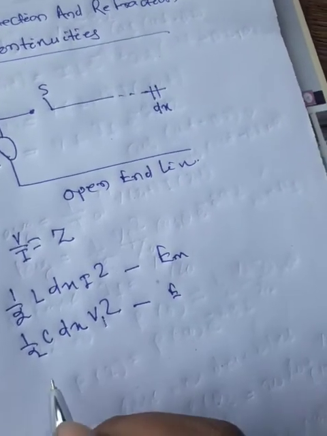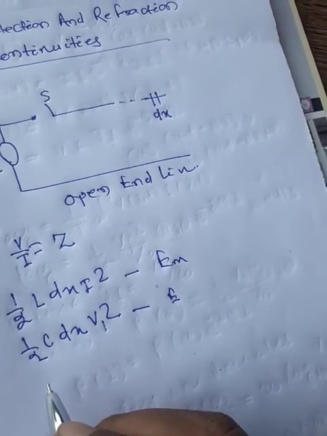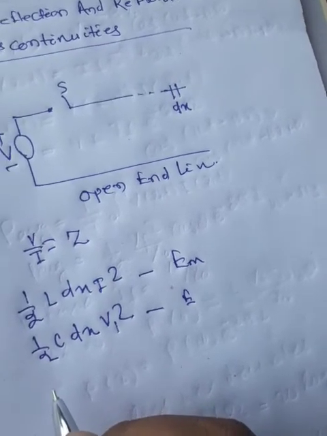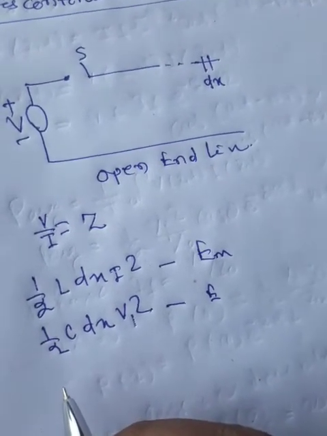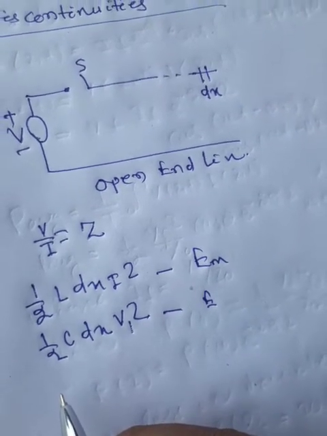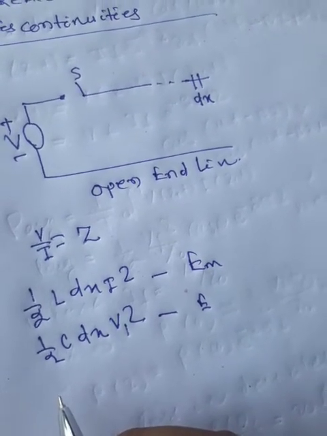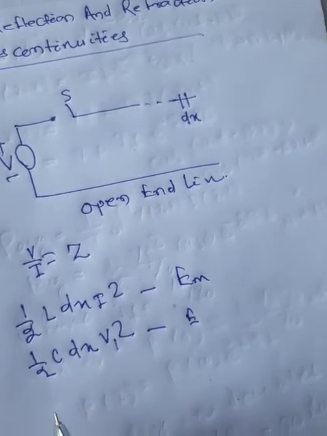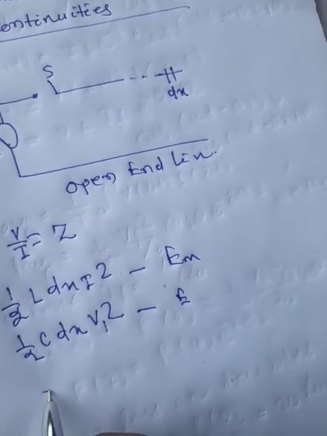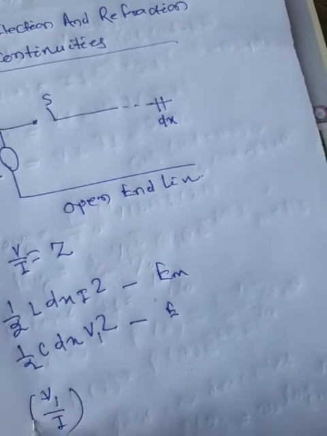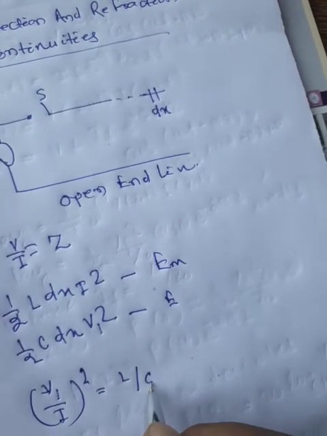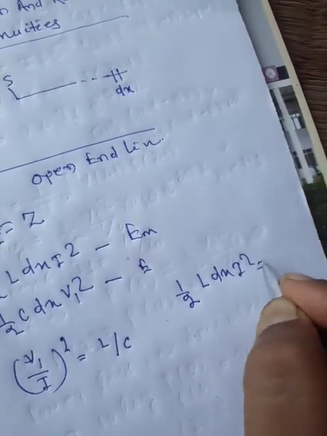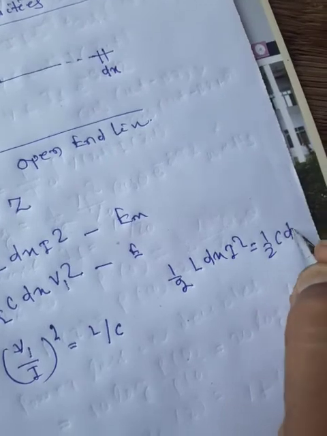Now if we simplify, the net electromagnetic energy will be 0. It vanishes at the open end. The current is 0. The recipient terminal is open. The current at the recipient is 0. The electromagnetic energy vanishes and is transformed into electrostatic energy. As a result, let the change in voltage be V1. You can write V1 by I square is equal to L by C. You get this: 1 by 2 L dx I square is equal to half of C dx V1 square.